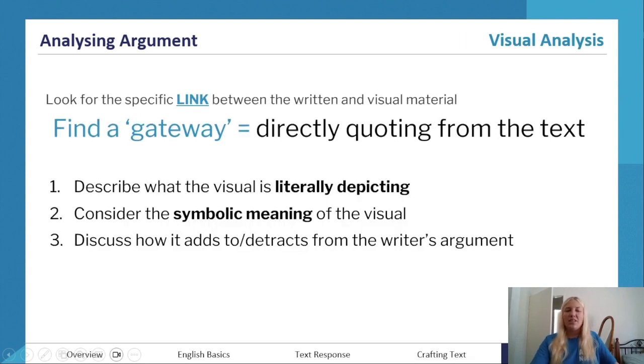And this is more a bit of a plan for how to do visual analysis. I know I've just explained it. You find that link, you say that the visual further supports an idea that you've just analyzed in a nutshell.